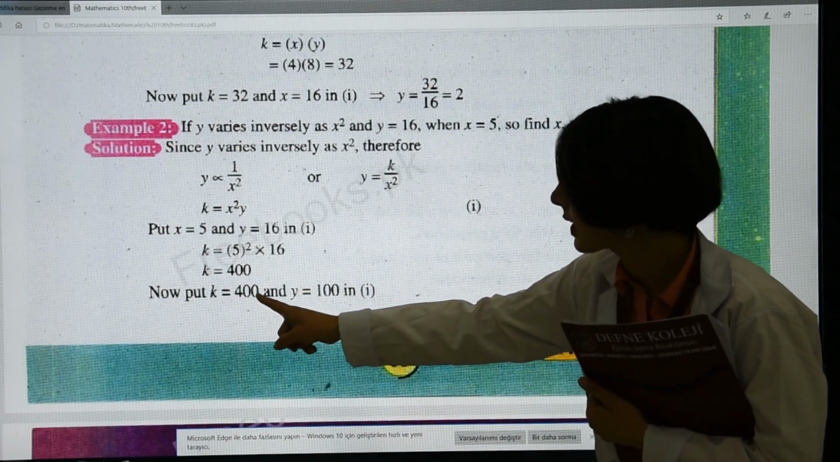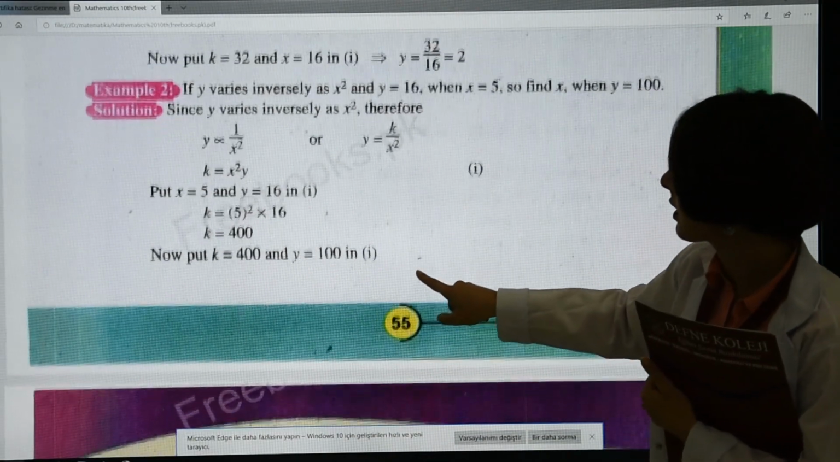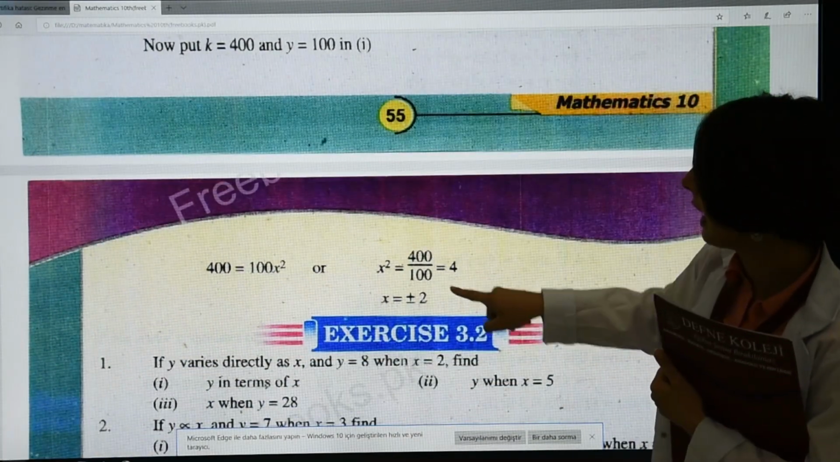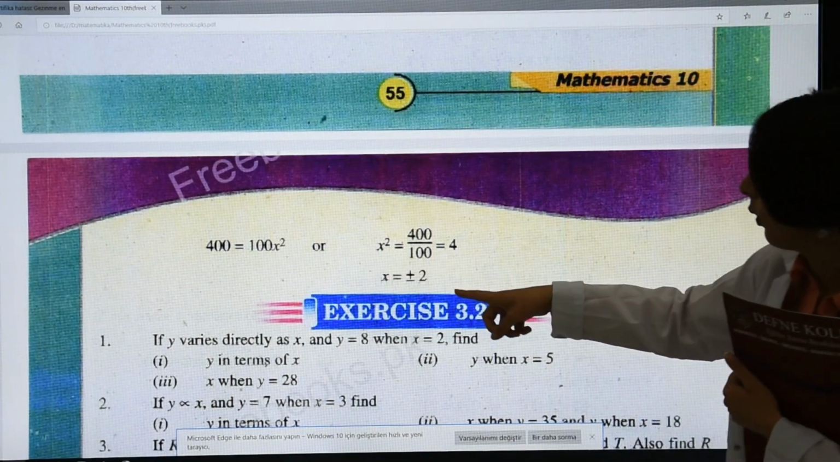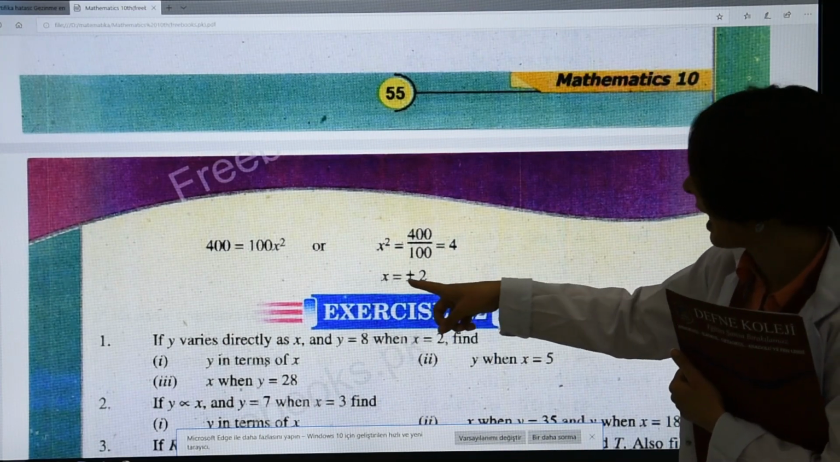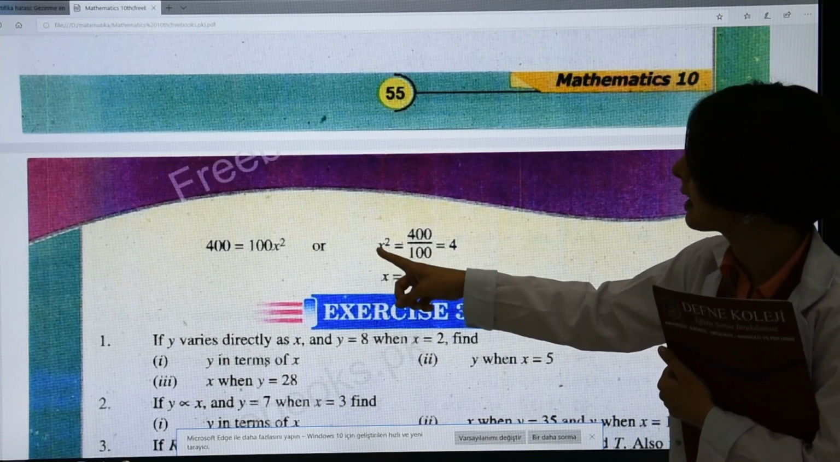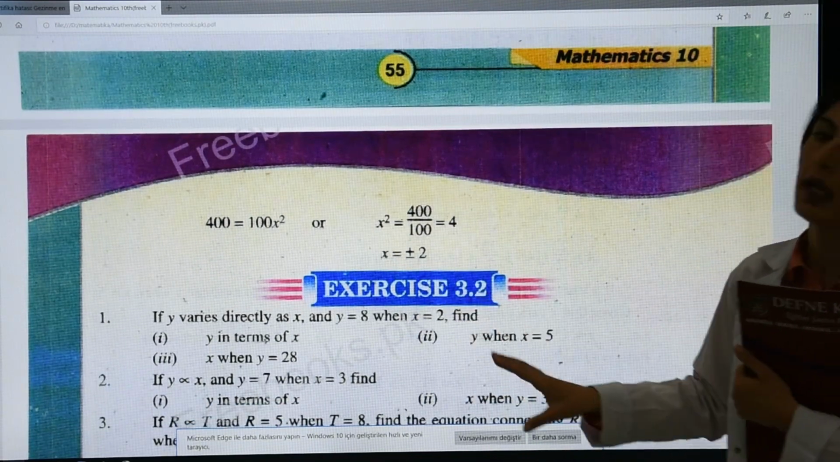So k equals 400, y equals 100. So I can tell that 400 equals 100 x squared, or x squared equals 400 over 100 equals 4. X equals plus or minus 2 because this is x squared. So the value of x is plus or minus 2.